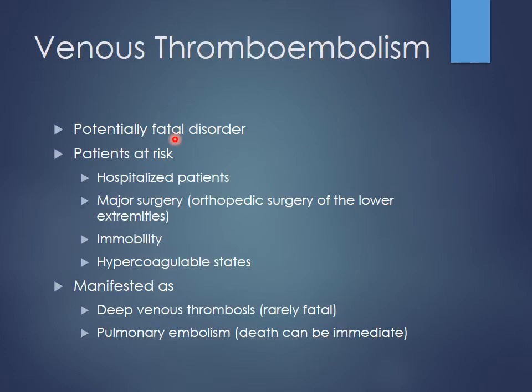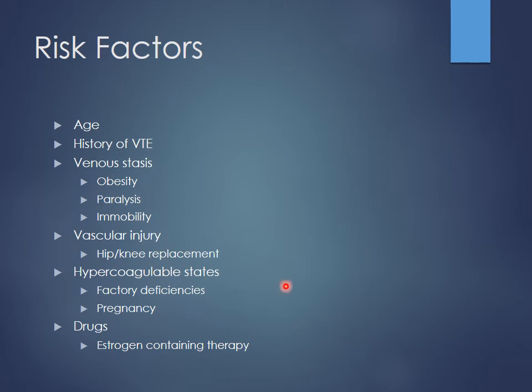So again, we know it's potentially fatal, and those people at really big risk are hospitalized patients, especially those who have had major surgeries, especially of the lower limbs, of an orthopedic nature. These are the big ones, especially if they have any kind of hypercoagulable state prior to that, right? So it's always a big thing to consider. Now again, DVTs themselves are rarely fatal, but the PEs are the things we need to really worry about. So looking at different risk factors, some of these we can modify, some are not going to be modifiable for us, right?